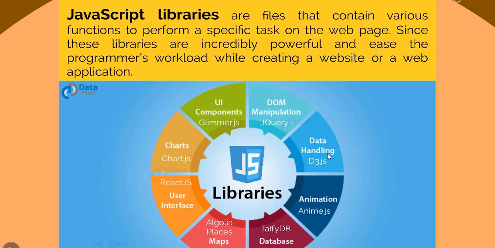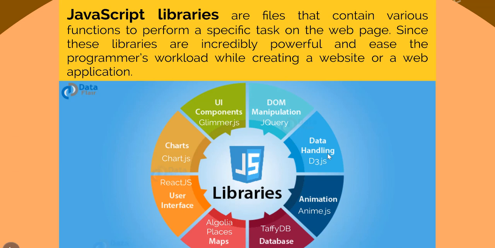Similarly, if you want to handle data in your application, if your website is dealing with a lot of data handling, then you can make use of the d3.js library. D3 means data-driven documents, and it provides you a number of functionalities that you can use in your website. Similarly, in order to handle animations, you have anime.js. To handle database-like functionalities in your website, you have DaffyDB. And for handling maps in your website, you can use Algolia Places. To create a beautiful user interface, you can use React.js. And to embed charts in your website, the chart.js library is available. And finally, to add different user interface components in your website, you can use Glimmer.js.